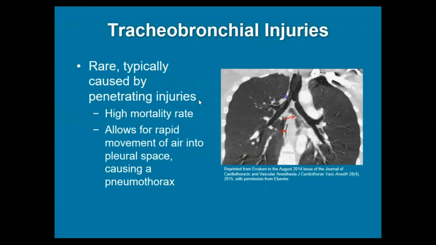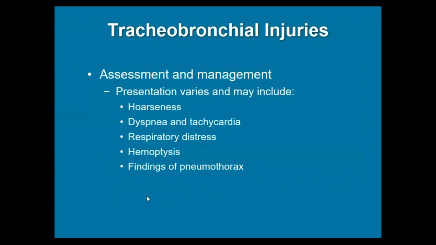Tracheobronchial injuries, you have tearing in the bronchi or in the trachea, very high mortality rate, usually caused by penetrating injuries or rapid deceleration. Rapid deceleration, you will see this a lot, allows for rapid movement of air into the pleural space, causing a massive pneumothorax, which creates a really high pressure in the thoracic cavity so that blood can't drain down through the superior vena cava.